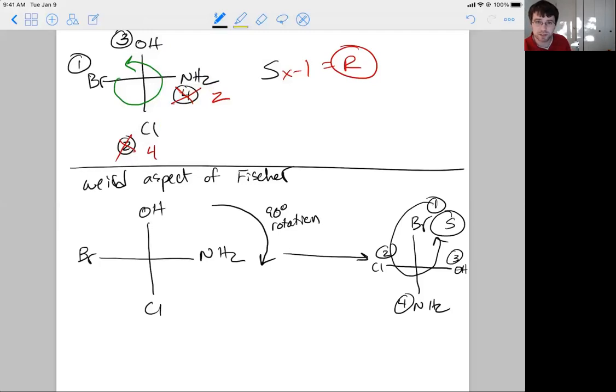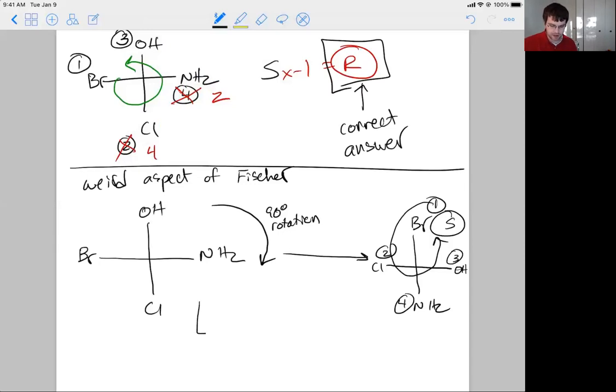That doesn't work. If I do the 90-degree rotation, I get S. And I don't know if I should flip it or not. Well, the true answer for this molecule is that it indeed has an R configuration, or an R assignment. So R is the correct answer, and we got that from our swap rule. If we do a 90-degree rotation, what I have to recognize is that these are different molecules.